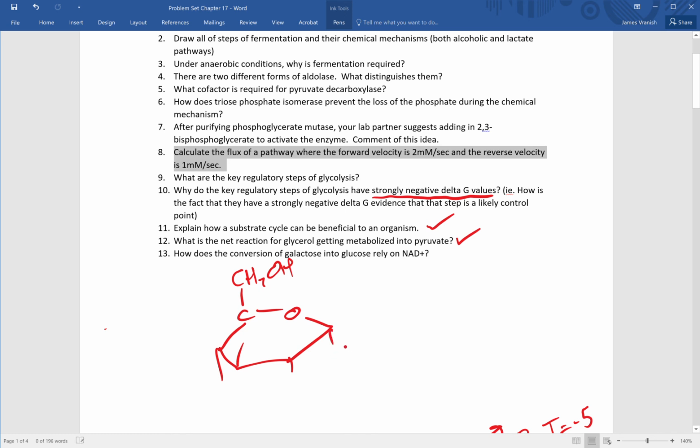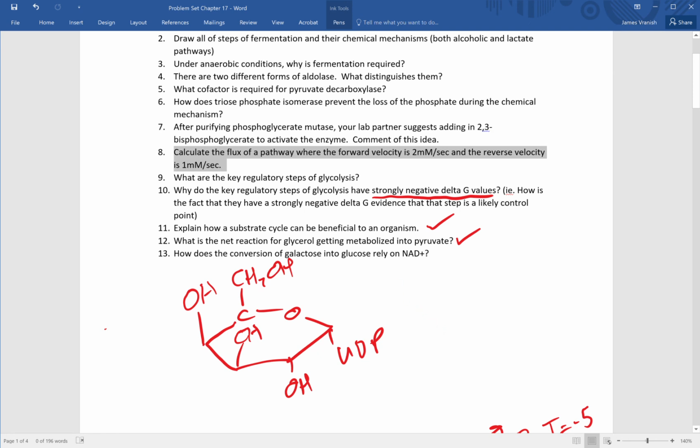With our glucose right here, how do we actually end up converting galactose, which is our C4 epimer? I should draw that. And sorry, this should be UDP. Galactose is the C4 epimer of glucose. How do we convert this into glucose?